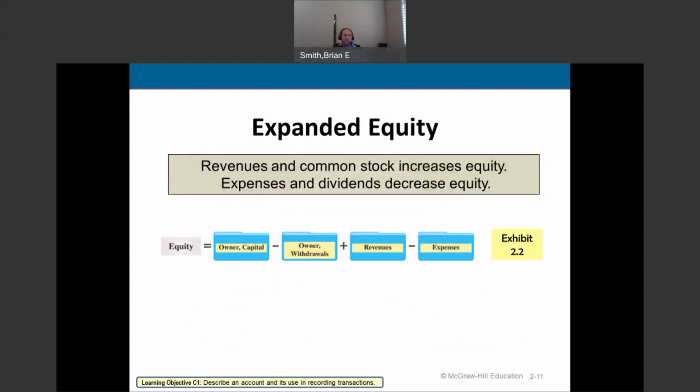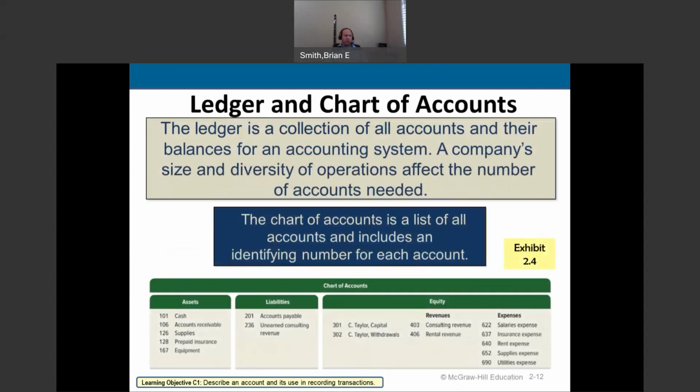All right, so here's our expanded equity. Again, remember owner's capital minus owner's withdrawals plus revenues minus expenses. You should be familiar with that.